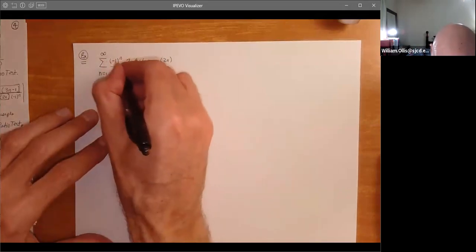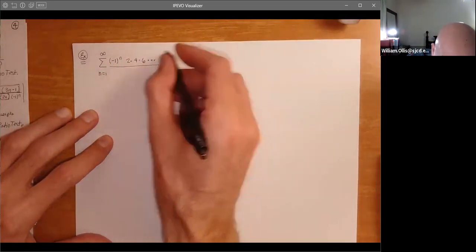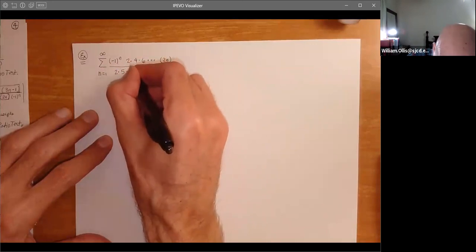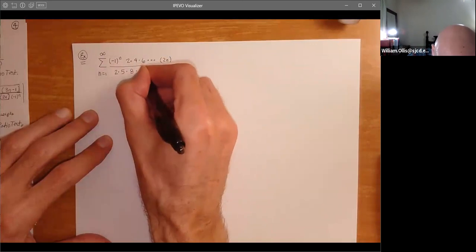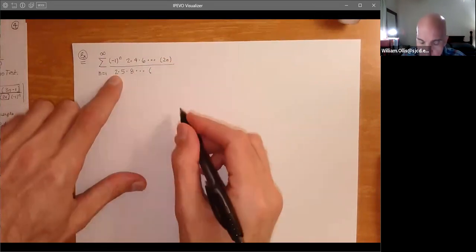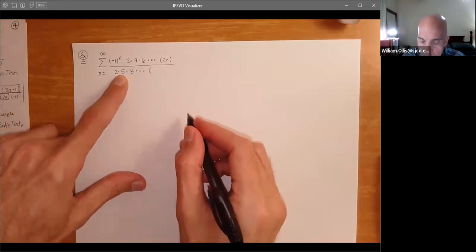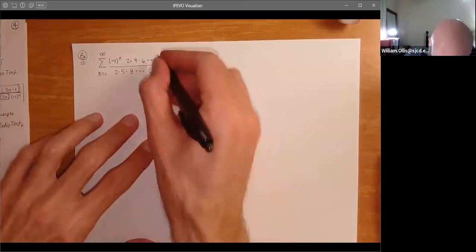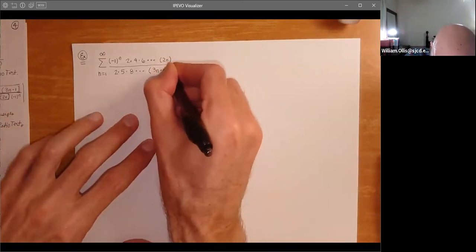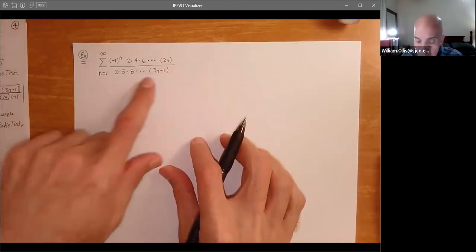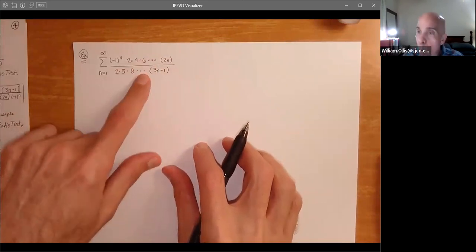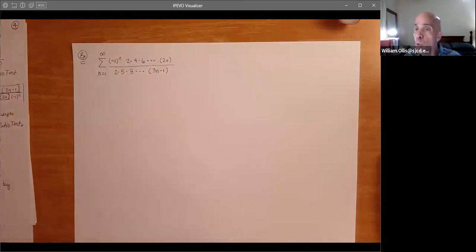And then in the denominator, here's what you have. You've got an interesting setup. 2, 5, you're basically skipping, you're adding 3 each time. So when we look at this, this is just 3n minus 1 when n is 1. This is 3n minus 1 when n is 2. This is 3n minus 1 when n is 3. So we say 3n minus 1. Again, if n were 2, that would just be a 5 there. So this gives us a recipe to figure out what the particular nth terms are if we wanted to add some terms in a partial sum.